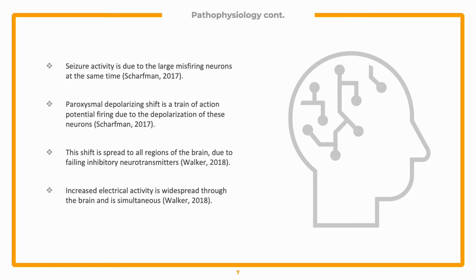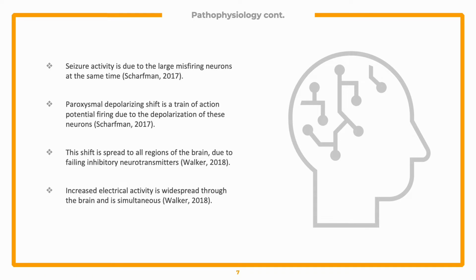Single neurons regularly discharge abnormally, which is generally insignificant. However, when a large group of these neurons discharge at the same time in an irregular way, this is when seizure activity is triggered. During the large depolarization of these neurons, a train of action potentials is fired. This is known as paroxysmal depolarizing shift.